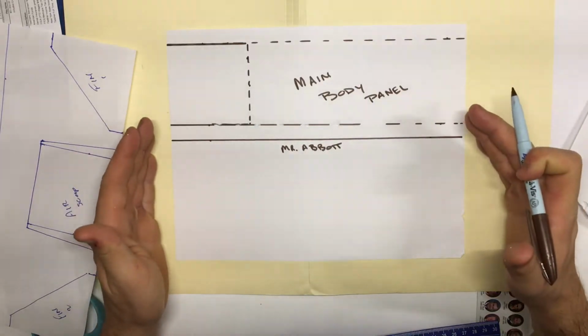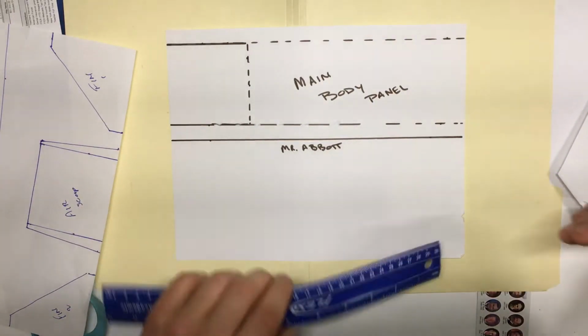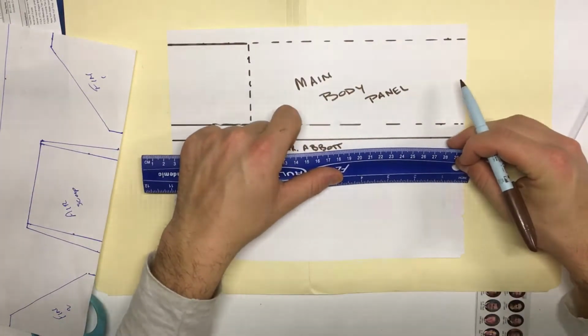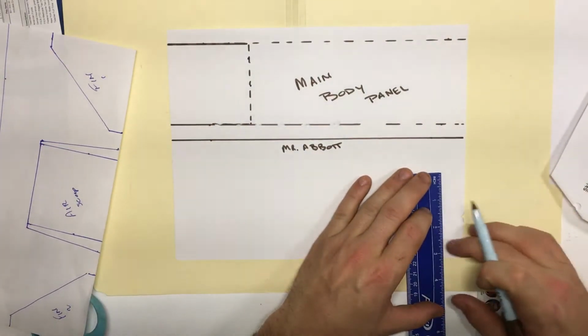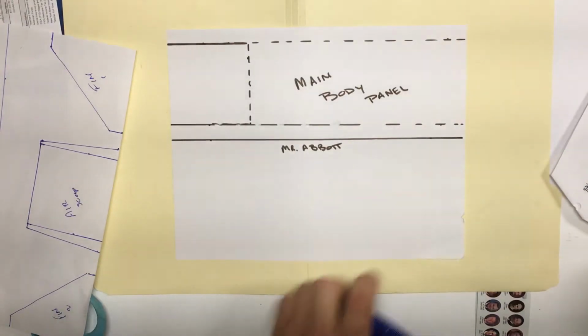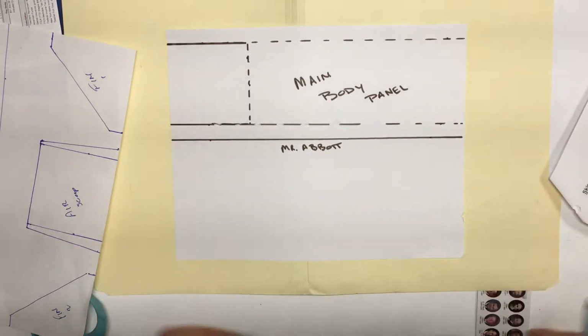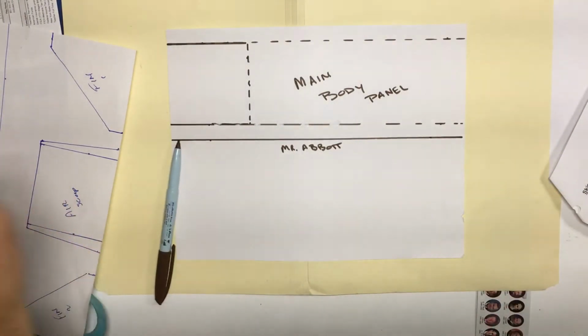Now that you're done with the main body panel, you can work on the fin design. The fin design is also very, very simple. Let me show you how simple it can be. We're going to use the advantage of our sides of our papers to help us draw the fins.